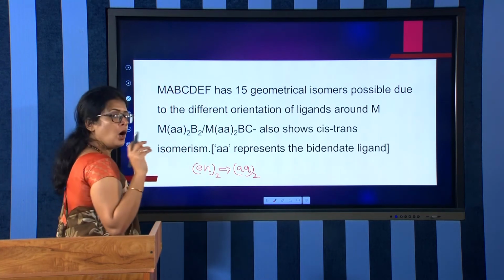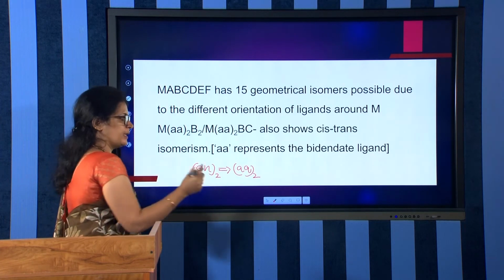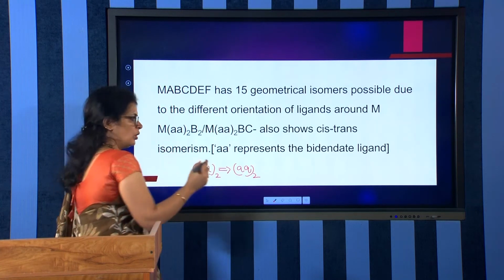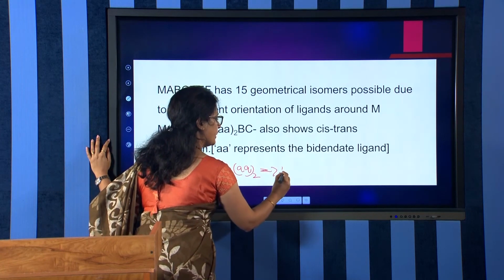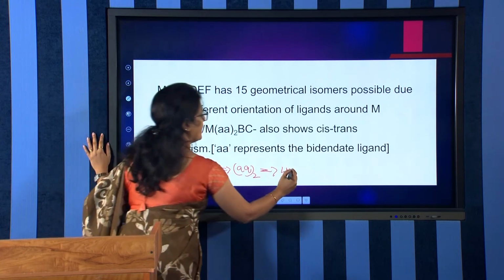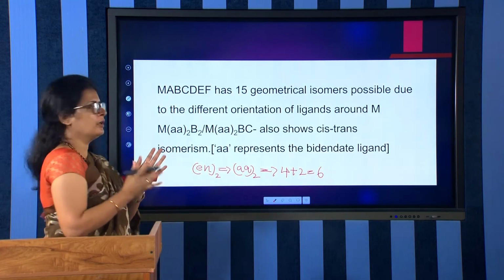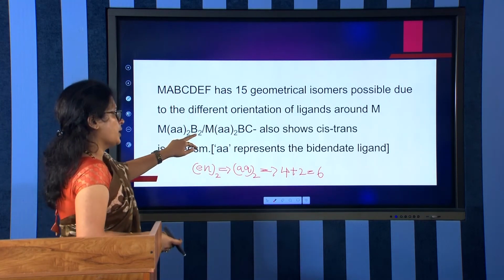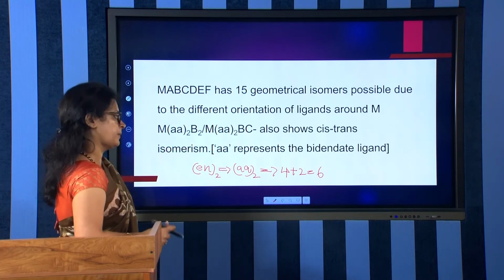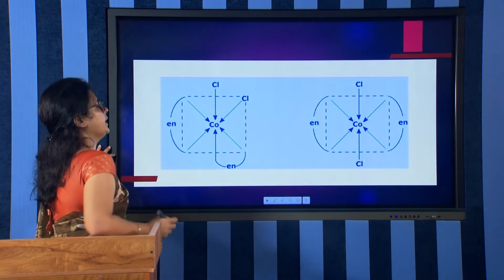AA twice means how many coordination sites will be there? Each one has 2 coordination sites, and how many such ligands are there? 2. So, on the whole we have 4 coordination sites plus 2 monodentate ligands. So, 4 plus 2, on the whole we have 6. So, it will be an octahedral complex. Again, MAA twice B2 or MAA twice BC shows cis-trans isomerism, and how they show cis-trans isomerism is shown here.